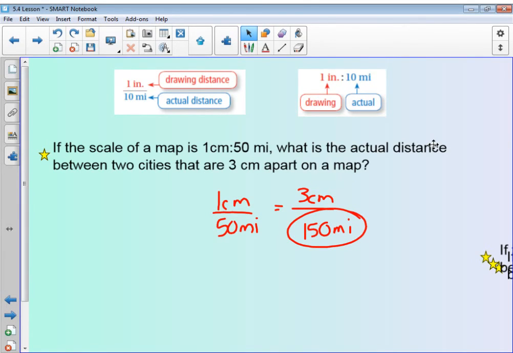So that's working with scale, both deciding the actual distance, and we also practiced one in reverse, where if we were making the map, how far apart we would have to put those two cities.